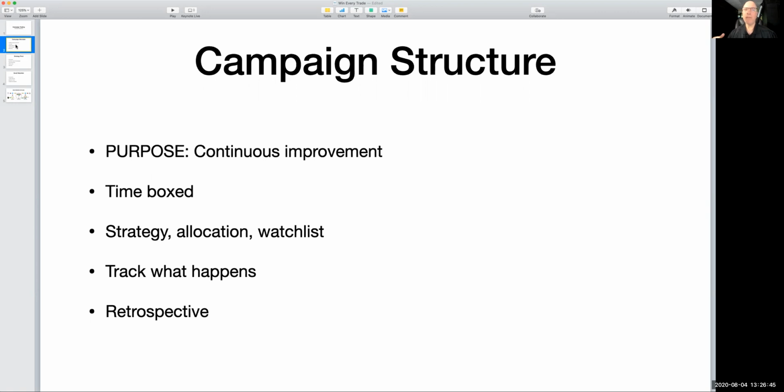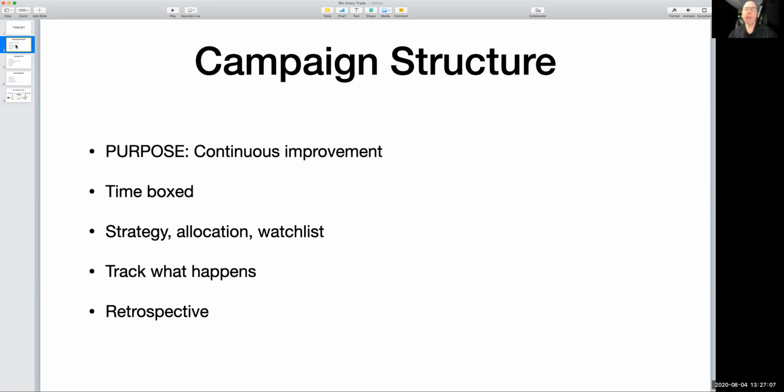Now, most campaigns are kind of one-time deals. These campaigns that we're running are continuous. They keep on going forever until you either run out of money or you decide you don't want to trade anymore.